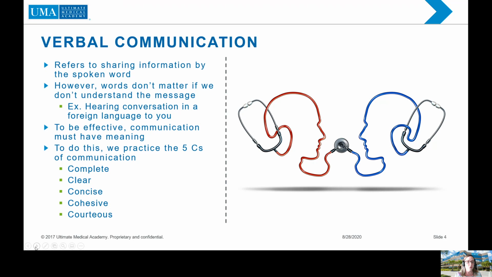So words are only as good as how we are delivering that message. To be effective, communication also has to have meaning. If we don't understand the words, then the communication is lost. In order to accomplish this, we practice what's called the 5 C's of communication. And those 5 C's are complete, clear, concise, cohesive, and courteous. So let's talk about those just a little bit further.